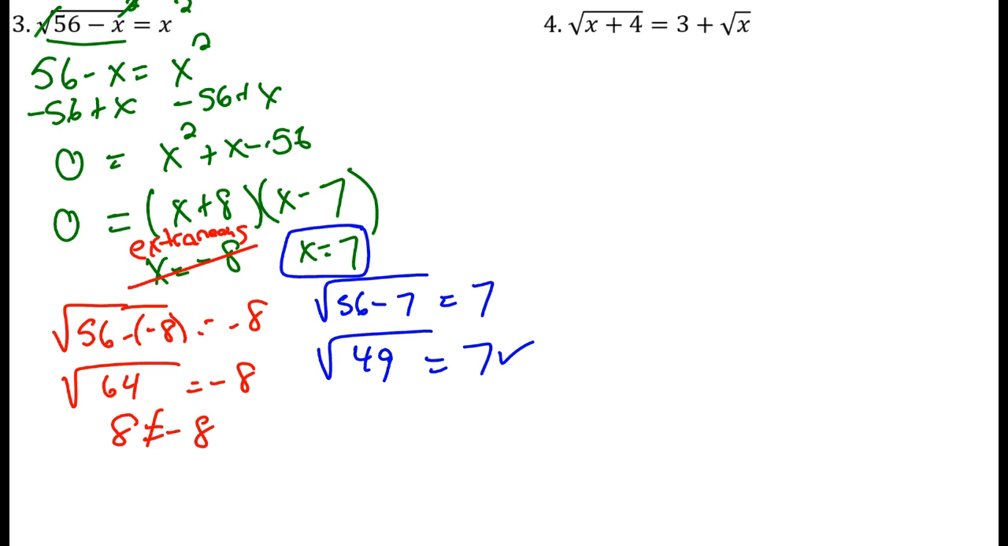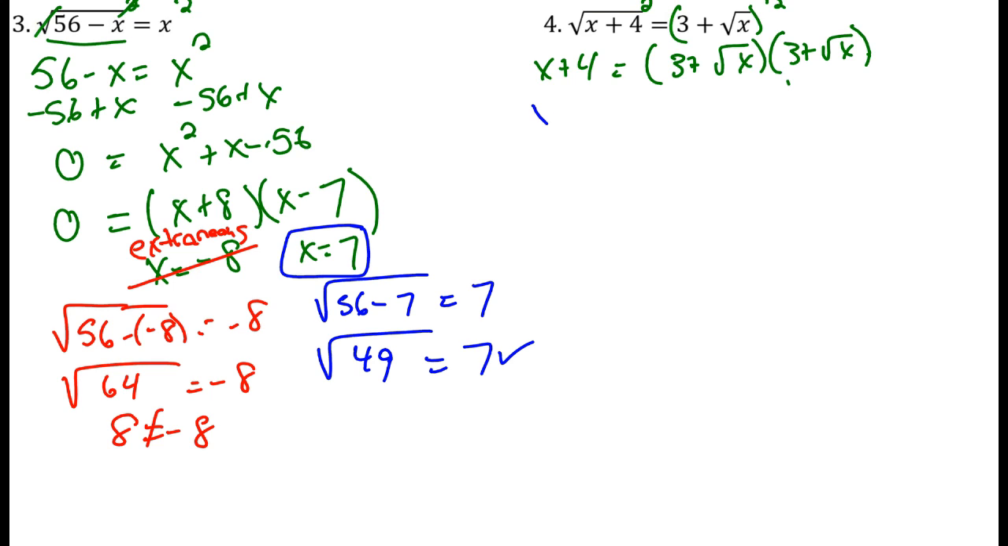Number 4 is one of those harder types of questions, because I can't isolate the radical. I can't just make the square root disappear, because there's more than one radical. I can't just get them on one side and isolate it. So unfortunately, we just have to square both sides. And I get x plus 4 equals 3 plus radical x times 3 plus radical x, because we're not in 9th grade and know how to square binomials by this point.